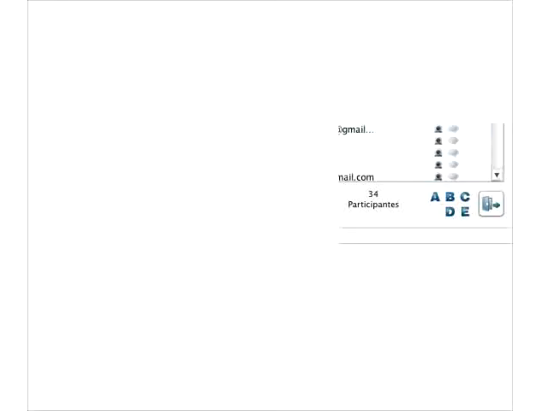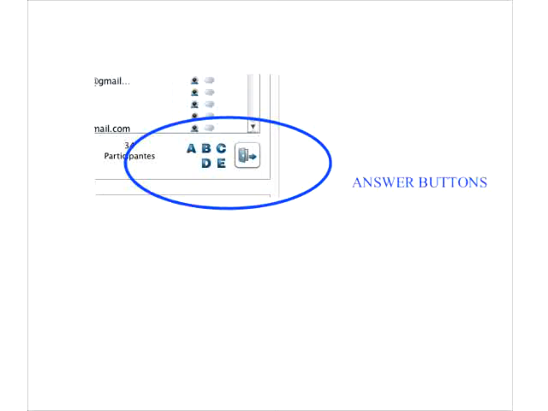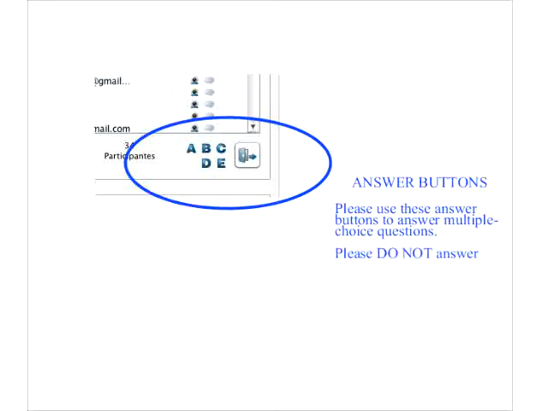By the way, just make sure you understand how this works when there are questions. What you will see in the corner underneath the list of attendees of the session is these answer buttons. It might look a little bit different on your screen, depending. But smiley face, please, if you see these answer buttons. These answer buttons are what you will use to answer all multiple choice questions. Please, please use these answer buttons to answer multiple choice questions. Please do not answer questions in the text box.